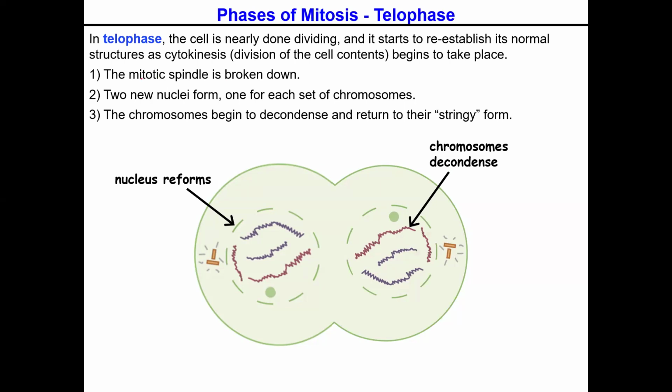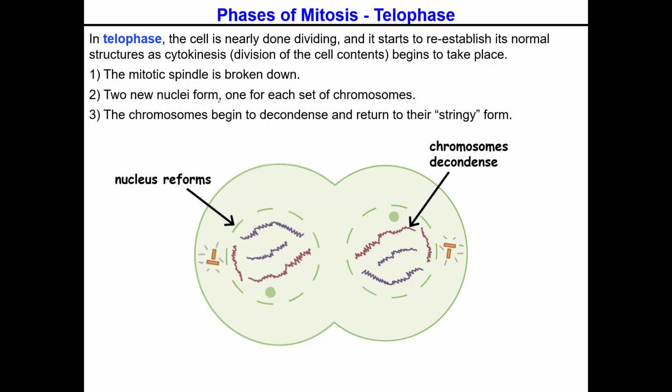So in this case, our mitotic spindles, remember those things that were responsible for pulling apart our chromosomes, are going to start to break down because we don't need them anymore. Their main job was to separate that out. We've already done that, so we no longer need that.